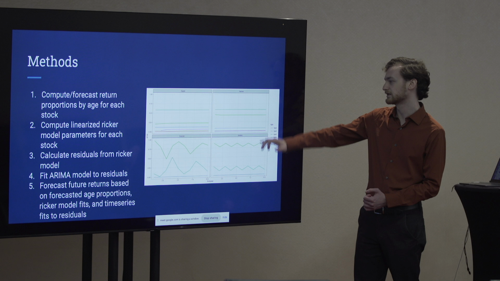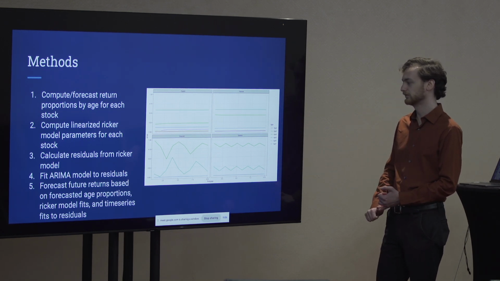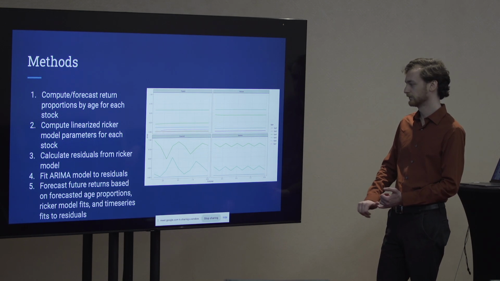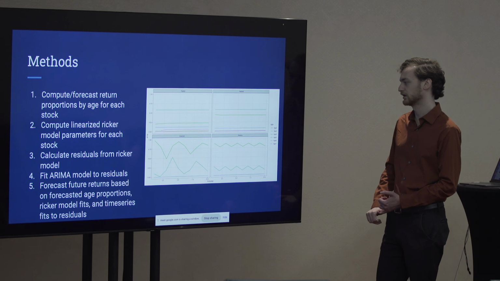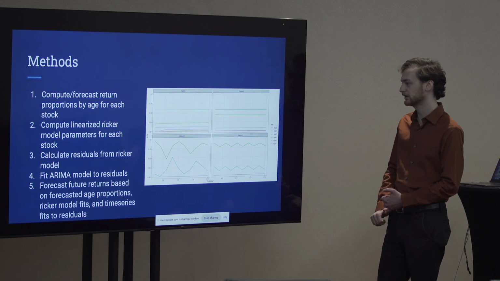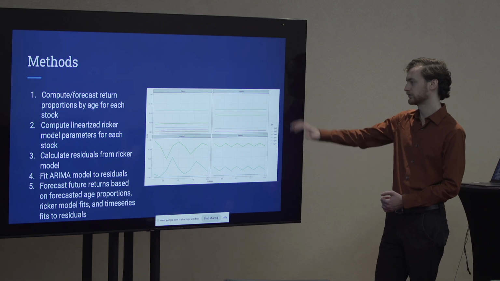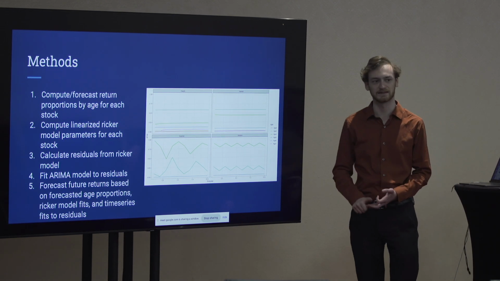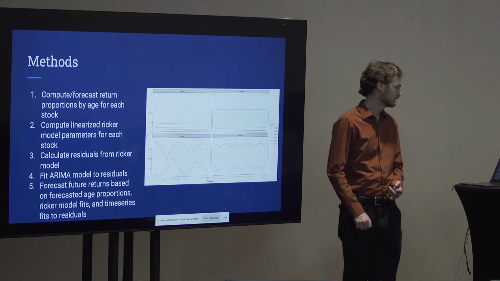So essentially all of these lines are the proportion of returns across forecast years that are each age. So age 2s are red, all the way through age 7s in pink. By and large, most of our returns are ages 4s, 5s, and 6s.